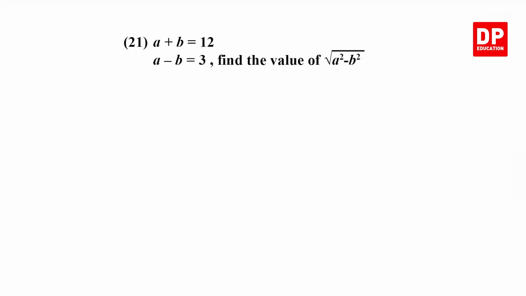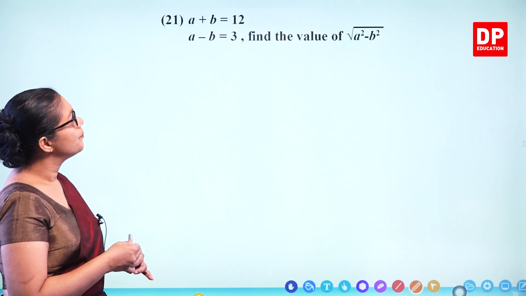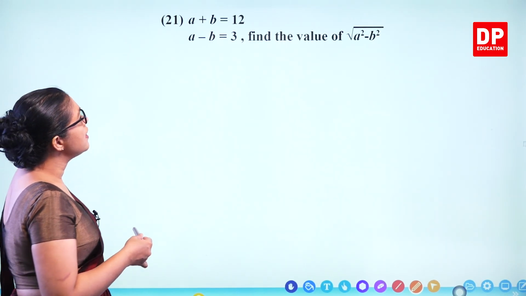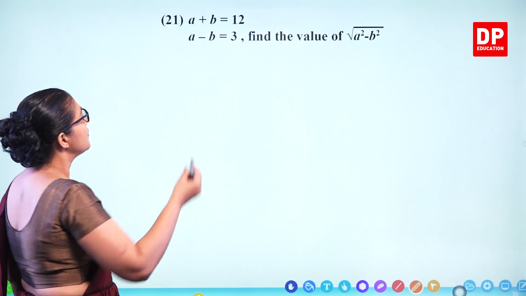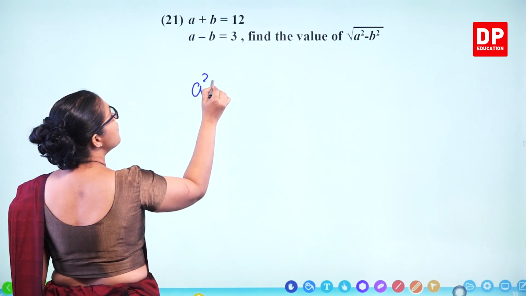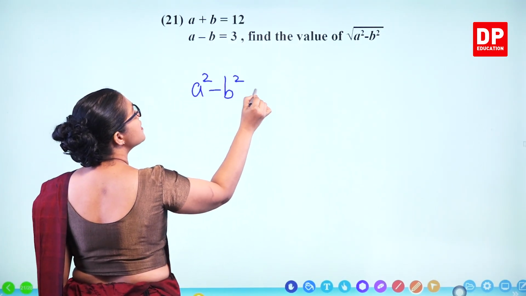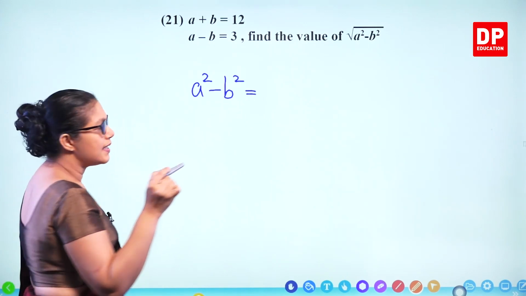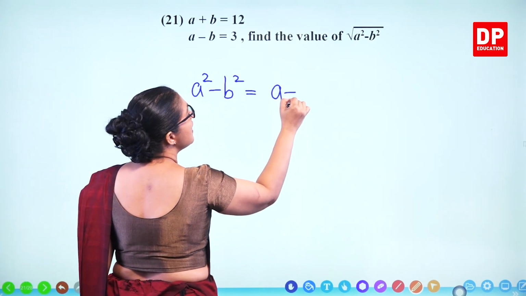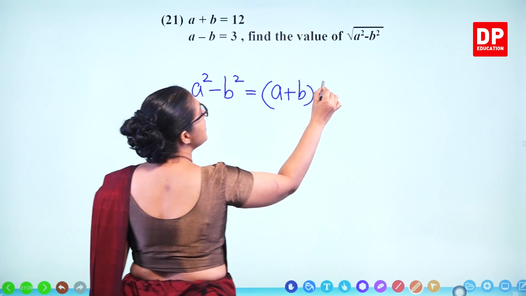A plus b is 12, a minus b is 3. Find the value of a squared minus b squared. What can you do? You don't need to solve the equation and find a and b. Can you remember the difference between two square terms? That's a plus b and a minus b.